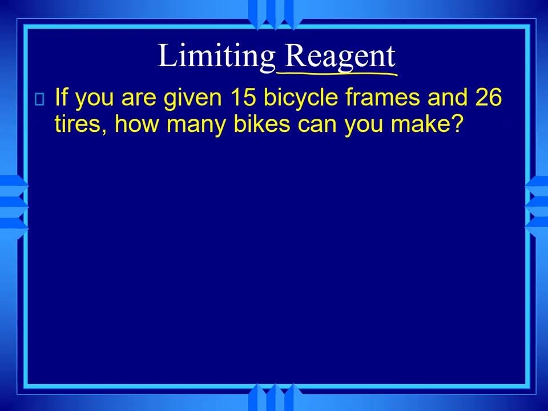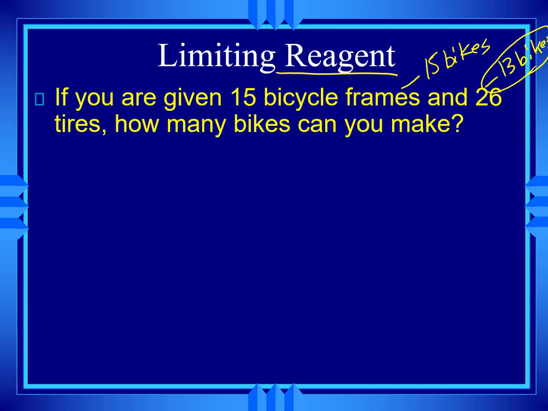So here's an example that's not chemistry, but to show that you already have this concept down. You know how to do this. If you're given 15 bicycle frames and 26 tires, how many bicycles can you make? Well, if I use up all my frames, I can make 15 bikes. If I use up all my tires, I can make 13 bikes. Well, if I start assembling these bikes, once I get the 13th one built, I'll run out of tires and I'll be done making bicycles. So the most bikes I can make with these parts is 13 bicycles.